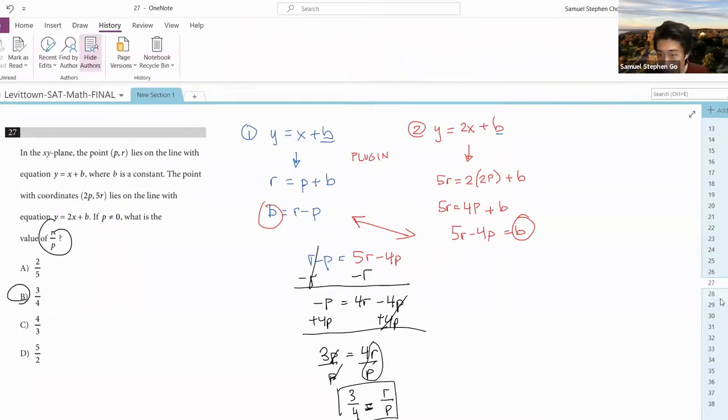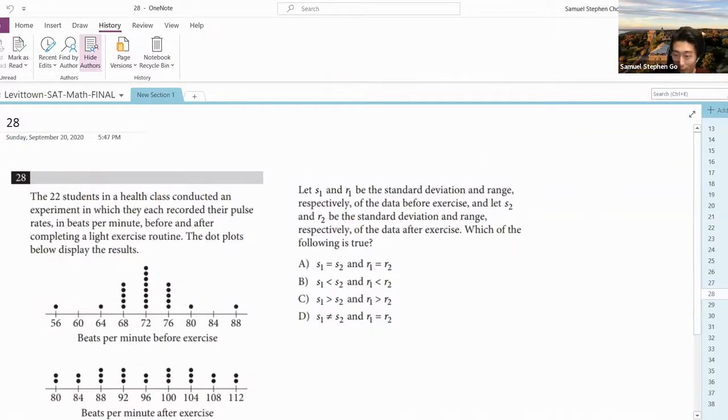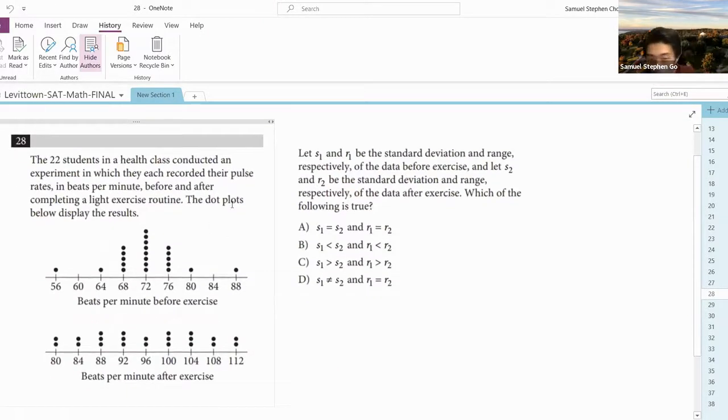All right, number 28. Well, about 10 questions left here, with about 20 minutes left. Let's see. Hopefully we'll have time for some Q&A, but we'll see.